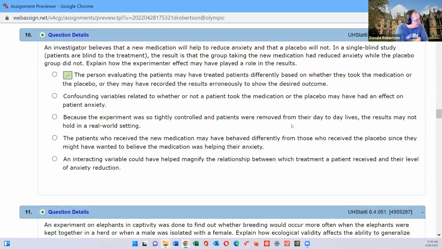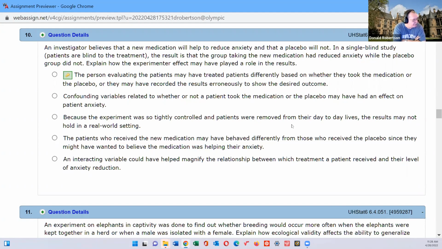Question 10. An investigator believes that the new medication will help to reduce anxiety and that a placebo will not. Okay, giving somebody a sugar pill shouldn't change how anxious you feel. Now, it's in a single blind study. A single blind study means that the person who's getting the pill doesn't know if they're getting a real, reduce-my-anxiety pill or just a sugar pill, a placebo.